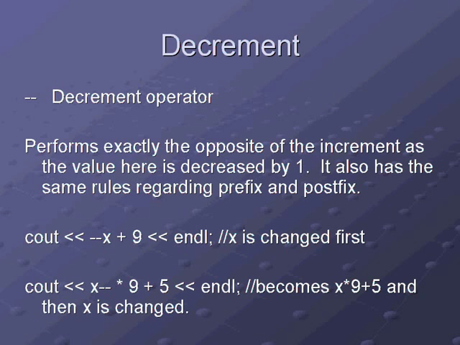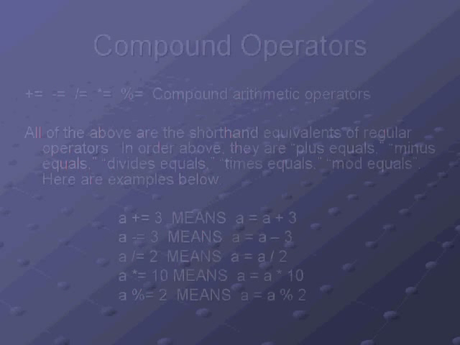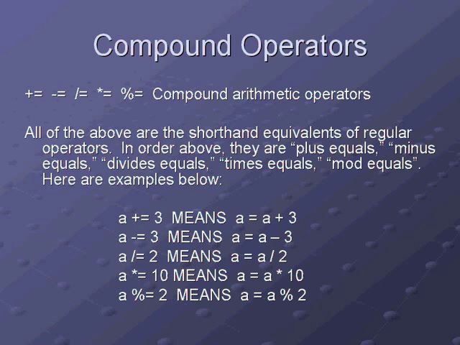So our last set is compound operators. In order from above, we have plus equals, minus equals, divide equals, times equals, and mod equals. So what do they mean? Well, you can see it below. A plus equals 3 means the new value of A is the current A plus 3.